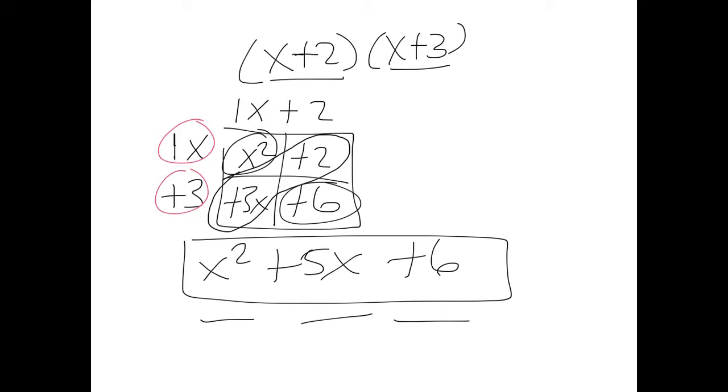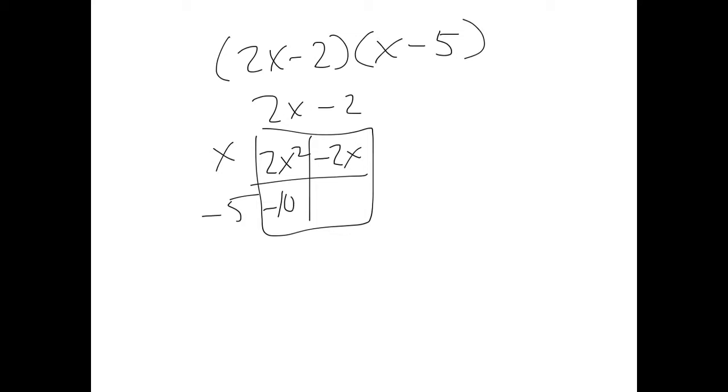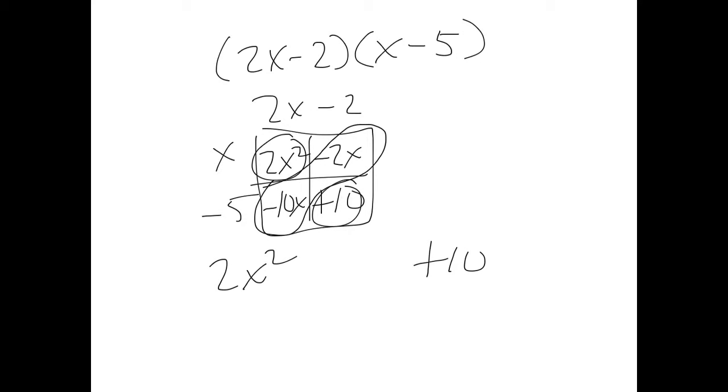Okay? Let's take a look at another example. 2x minus 2 times x minus 5. So 2x minus 2 across the top, x minus 5 down the side. So 1x times 2x is 2x squared. Always when we put x and x together, we get x squared. X times a negative 2 is negative 2x. Negative 5 times 2x is negative 10x. And negative 5 times negative 2 is positive 10. Front part of the answer, back part of the answer. Middle comes from combining negative 10x and negative 2x to make negative 12x.